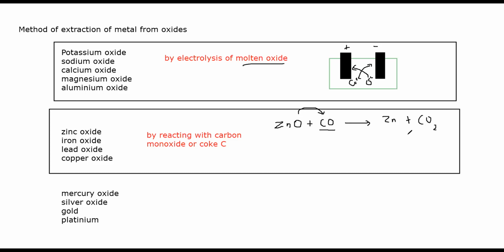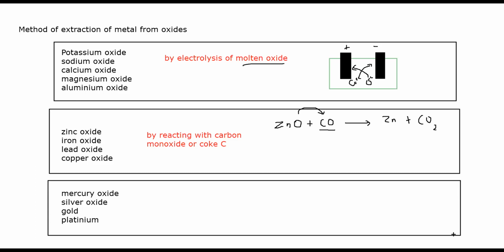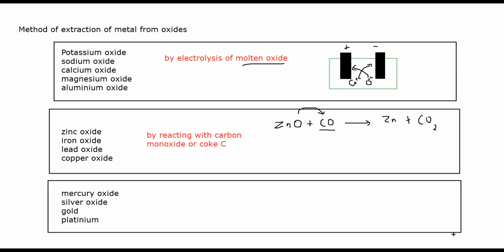Sir, can't we just thermally decompose the less reactive oxides? Less reactive oxides, like mercury and silver, you can thermally decompose, but not till copper. Thermal decomposition is not possible. They are still stable enough that they remain as oxide. But for the least reactive metal, how can we extract? We extract by roasting or heating metal oxide.